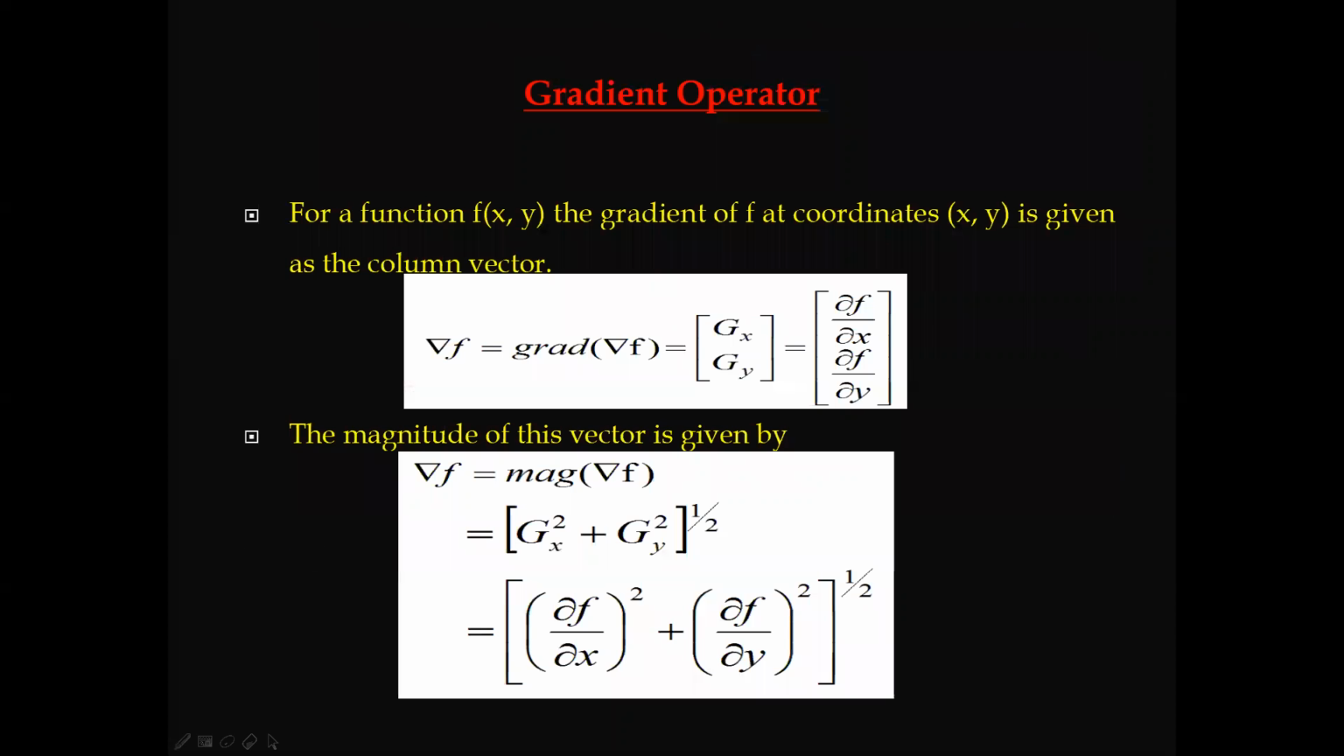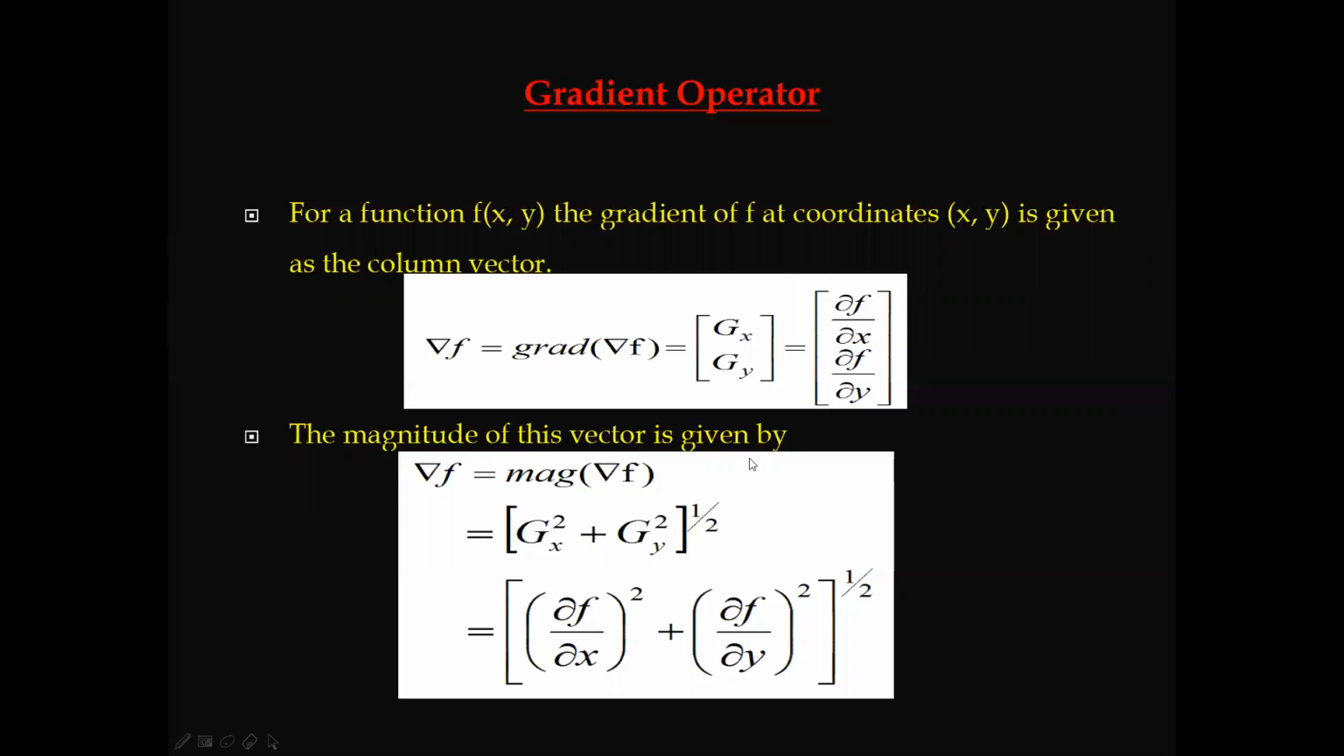Next, coming to the gradient operator. For the function f of x comma y, the gradient of f at coordinates x comma y is given as the column vector del f. So Laplacian is del square f, and gradient is del f, which is equal to gx and gy. Gx is the component in the x direction, and gy is the component in the y direction. It is the column vector given by dou f by dou x, dou f by dou y.